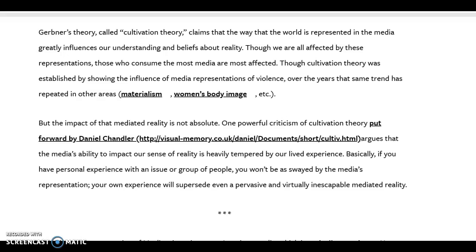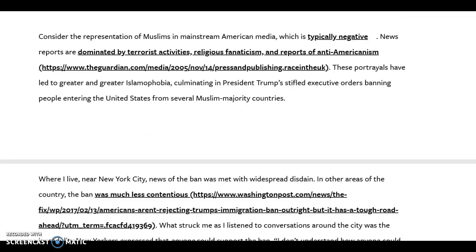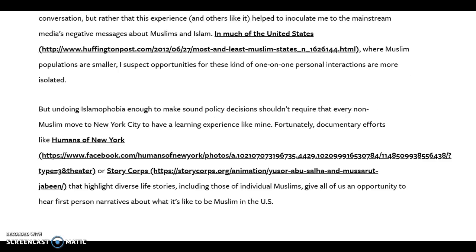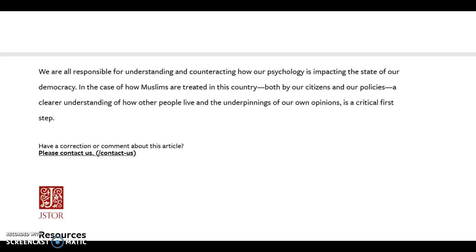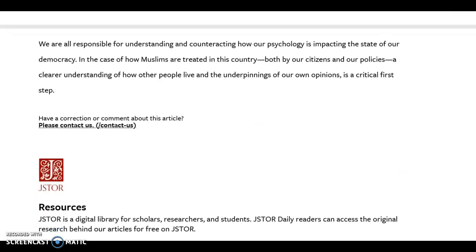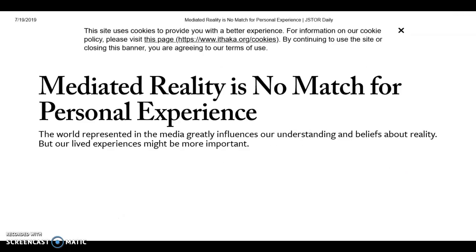So he uses different examples of the way that these groups are represented in the media, as well as some examples of ways that the media can positively impact how we understand these groups, to ultimately support his thesis. So as you begin to gather sources, this is something that I want you to potentially refer back to as an example.